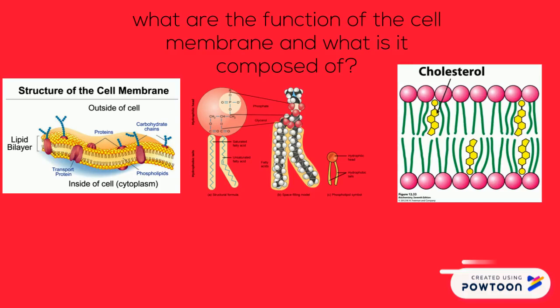Its flexibility allows for certain activities to occur, such as active transport, which will be further explained throughout the video. Hence its name, fluid mosaic. The fluid mosaic model consists of phospholipids, which make up the phospholipid bilayer. Each phospholipid consists of 2 fatty acid tails, which are hydrophobic, and 1 phosphate head, which is hydrophilic.